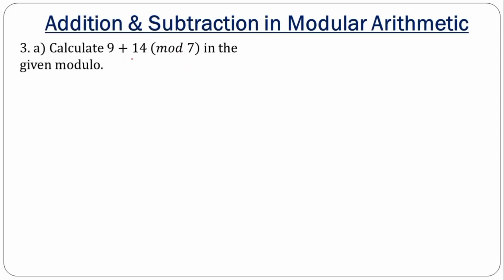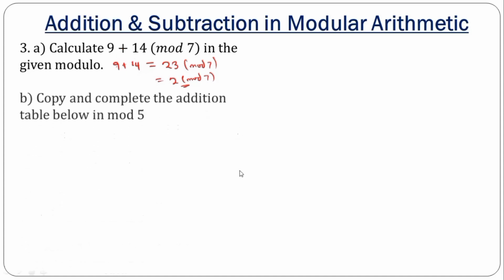So like here, I have 9 plus 14. All I need to do is add them normally, like I am doing my normal base 10 addition, and this is going to give me 23. And then I will change 23 to the least value in mod 7. By dividing this by 7, I'll get 3 remainder 2. Therefore, the solution of this is 2 mod 7. That is the sum of this 9 and 14. And then we go to the next example.